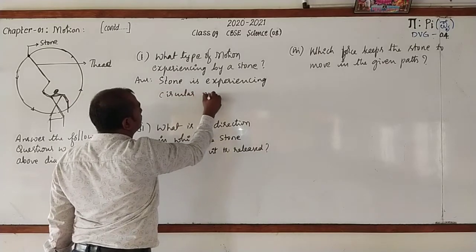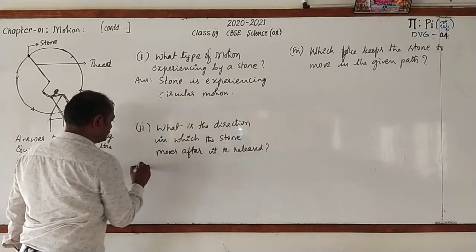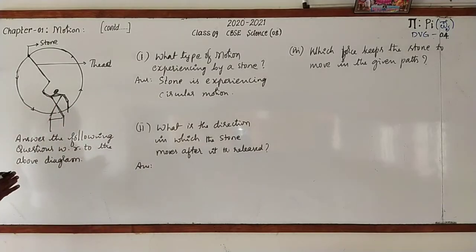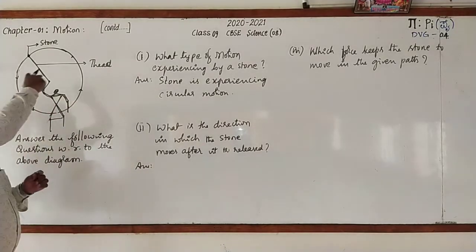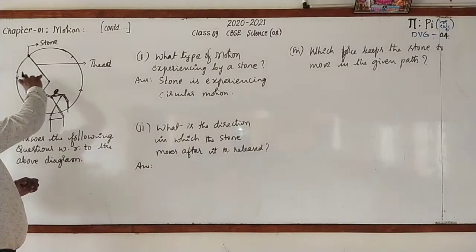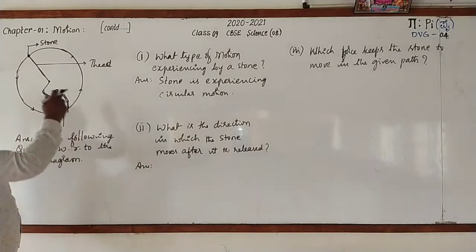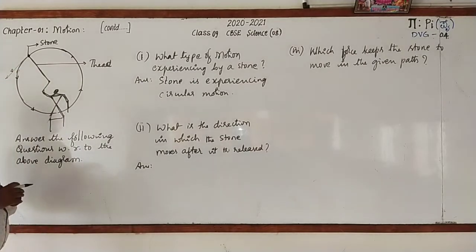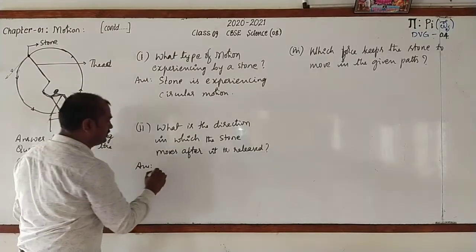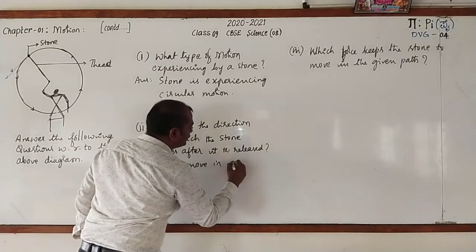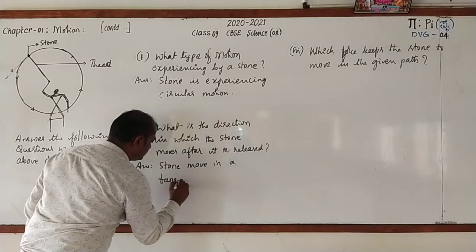Circular motion. Next, second question: what is the direction in which the stone moves after it is released? When it is moving in the circular path, somewhere it is released or the thread is broken. In which direction does it move? If it is coming in this direction, it moves in this direction, and we call this direction the tangential direction. So the stone moves in a tangential direction.